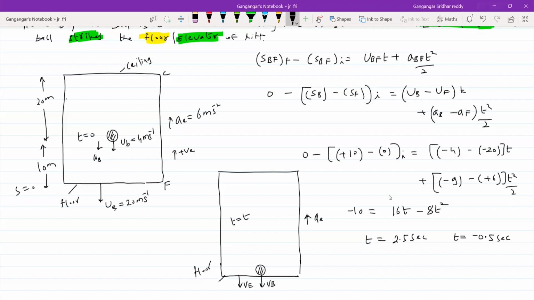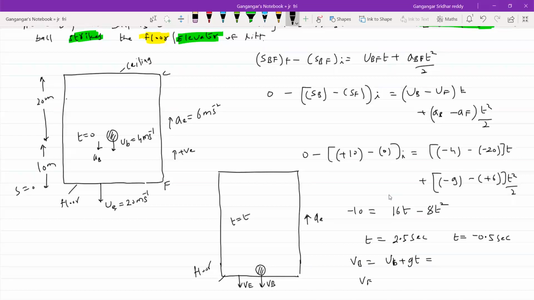Okay, clear? This one, the convention. So what do you mean by 2.5? I got a positive value, no? I should take the positive value only, not the negative one. So it will strike the floor after what time? After 2.5 seconds. So calculate the velocity of the ball. So let's see that UB plus GT. So it will be positive. So it will be descending down.